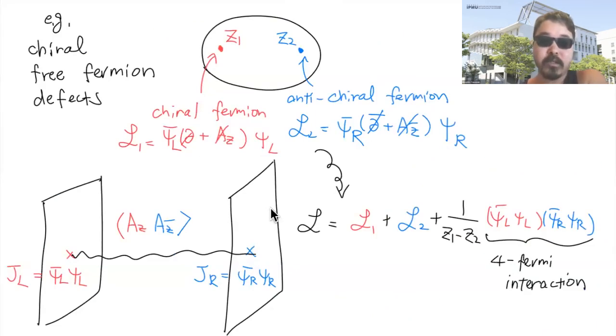So to give you a simple example, we can have two defects, where each of the defects is just a free fermion, a chiral fermion and an anti-chiral fermion, and then each couples to a different component of the gauge field, the Z component or Z bar component. Sorry, not the Z component, the W component, the other component. There was a typo here.